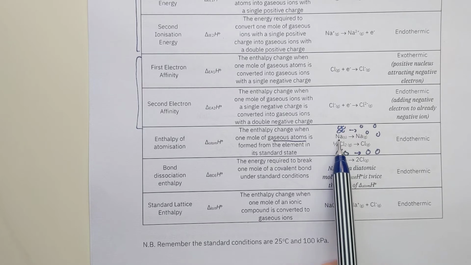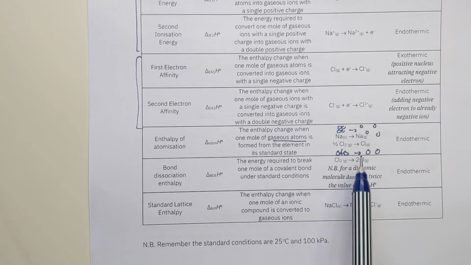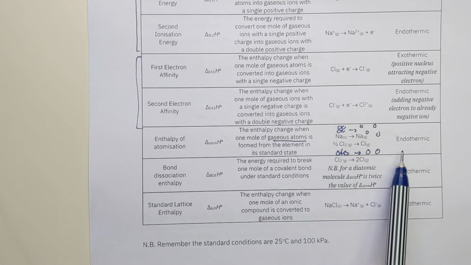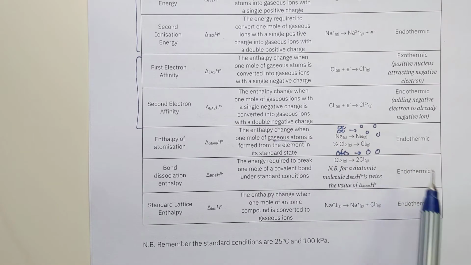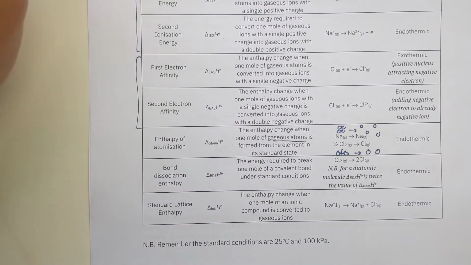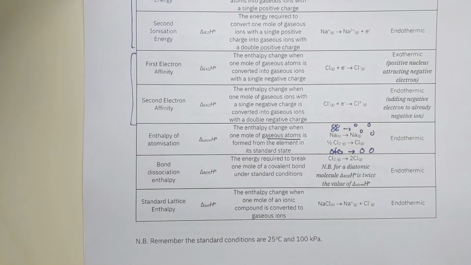It might be a metal solid where you're breaking apart structures by melting it and boiling it, or it might be a diatomic gas where you're turning it into atoms just by breaking a bond down the middle. Either way, it's always going to be endothermic because you are breaking attractions, breaking bonds between things, so it does always require energy. Now, the second one is a little bit similar.